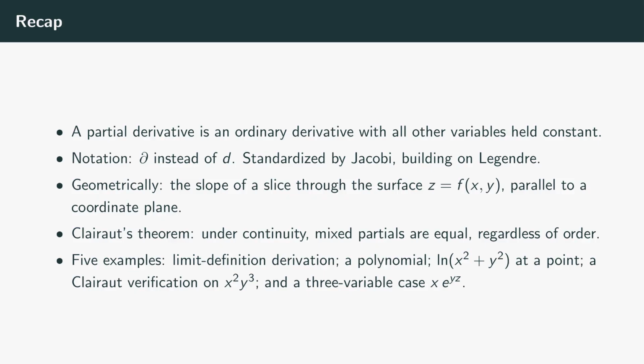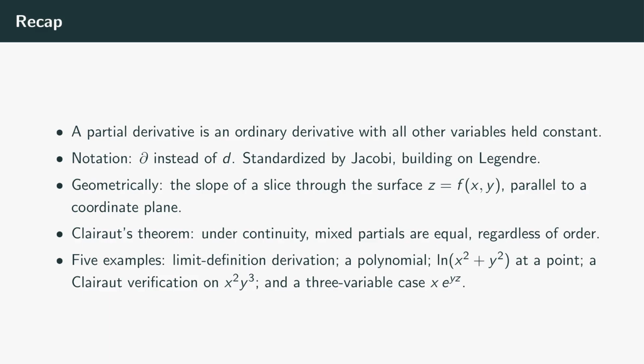Here is everything in one place. A partial derivative just promotes one variable and treats the rest like numbers. Then it's a regular derivative. Formally, that is a difference quotient where only one coordinate gets perturbed. Geometrically, it is the slope of a slice through the graph, taken parallel to one of the coordinate planes. The notation is the curly d, standardized by Jacobi in the 1840s on top of earlier work by Legendre. Physicists may also hang a subscript on the outside to spell out which variables are pinned.